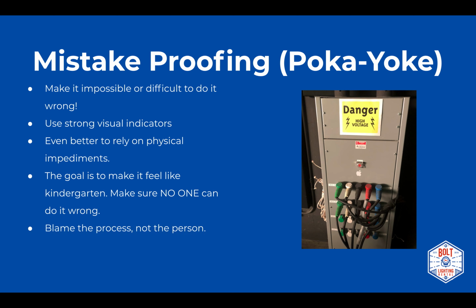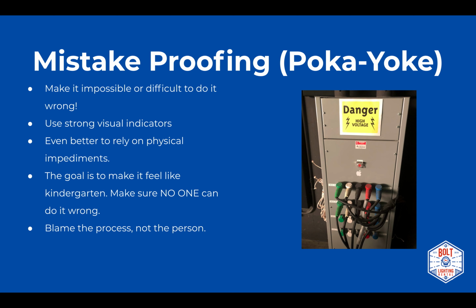And when people do manage to beat your mistake proofing or your process, you really want to blame the process, not the person. You don't want to be like, well, this guy's just a dummy. He can't follow simple directions. You have to forget about the person. Look at your process. What in your process allowed that person to make those mistakes? How can you change your process now to make sure that those mistakes cannot be made in the future?